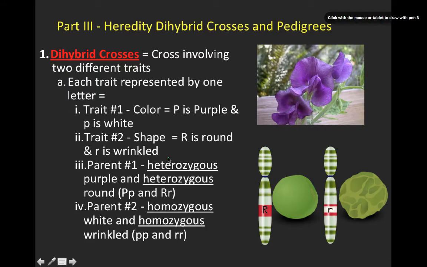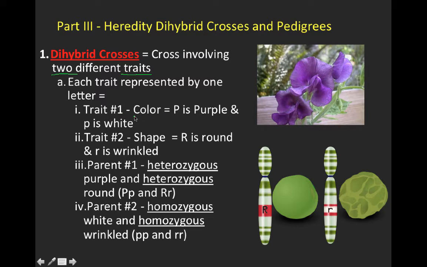So, to begin with, we have a dihybrid cross definition. What is it? It's really a cross involving two different traits. So we have two traits instead of just one. Before we just looked at flower color of pea plants. Now we can look at flower color and shape of the pea all in one cross. So in this case, we're going to use two different traits represented by one letter like we were before, only now there's two of them.